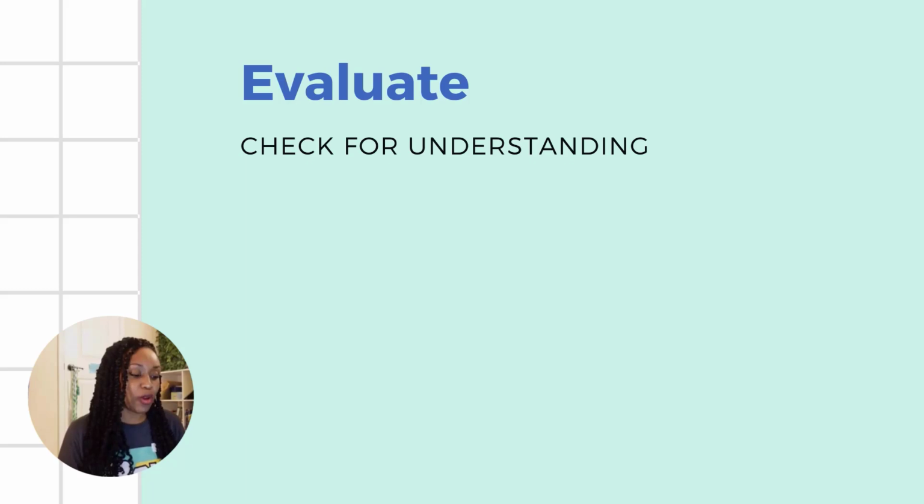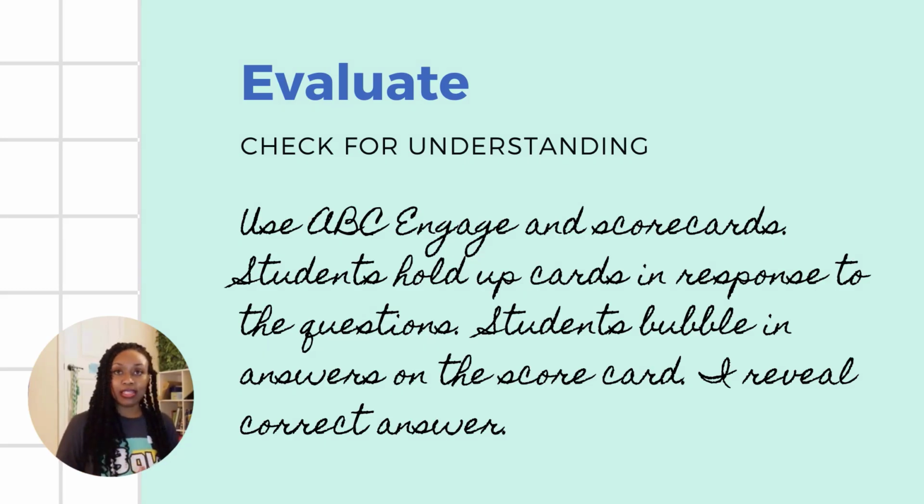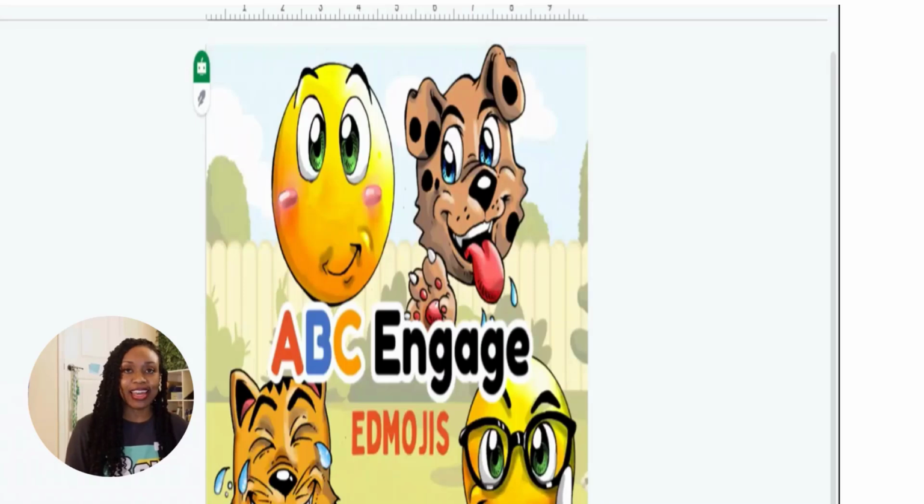For my evaluate, I'm going to use ABC Engage and the scorecards. Students will hold up the cards in response to the questions. Students will also bubble in the answer on their answer documents. Then I will reveal the answer. I'm going to prepare my ABC Engage slides before the lesson, of course, so that I can just turn it on. I'm ready to go.